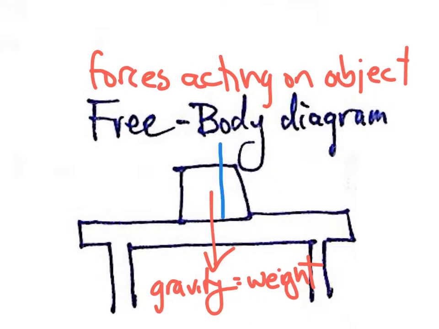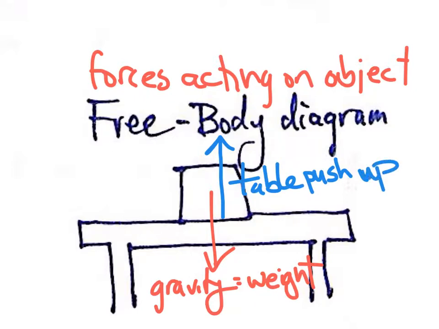It's a lot of terms right there. But basically, the two forces acting on it cancel out. And so gravity, or its weight, pulls downward, and table pushes up. Table pushes up. Caveman speak.